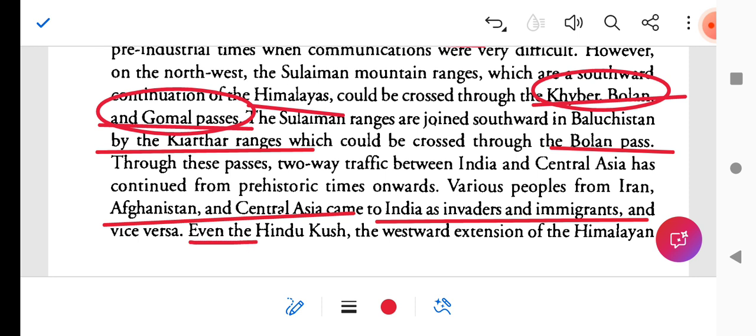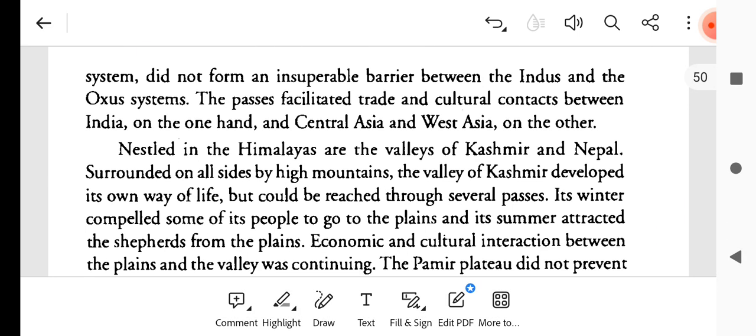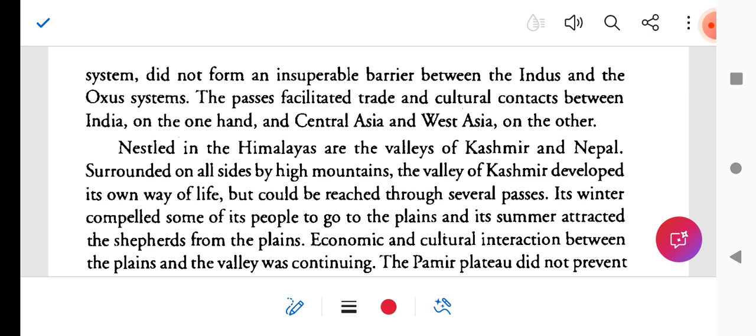Even the Hindu Kush, the westward extension of the Himalaya system, did not form an insuperable barrier between the Indus and the Oxus system. The passes facilitated trade and cultural contacts between India on the one hand and Central Asia and West Asia on the other. Okay, so this general statement, you should remember.